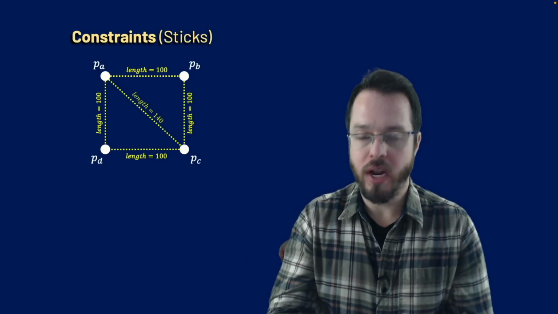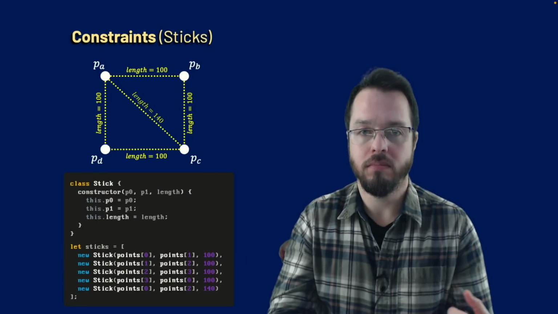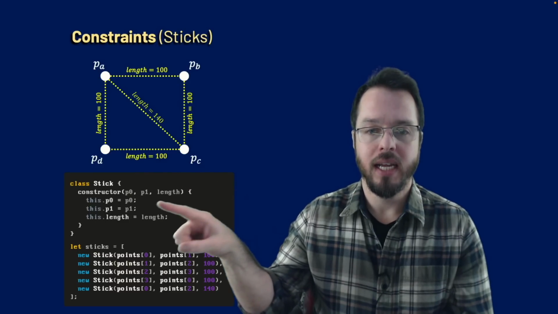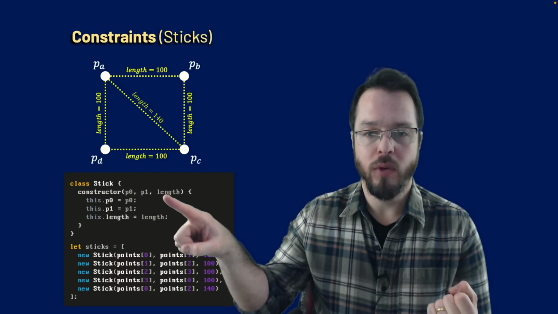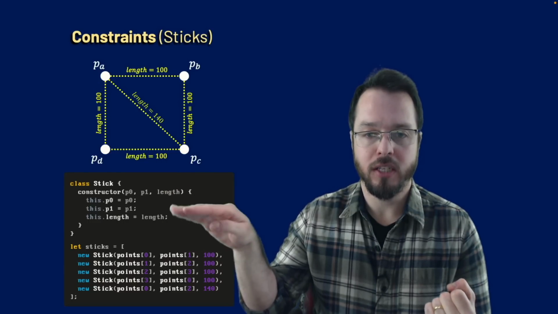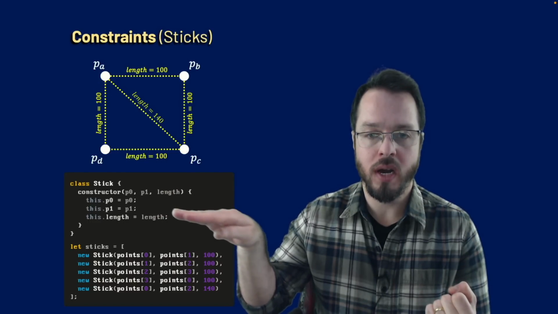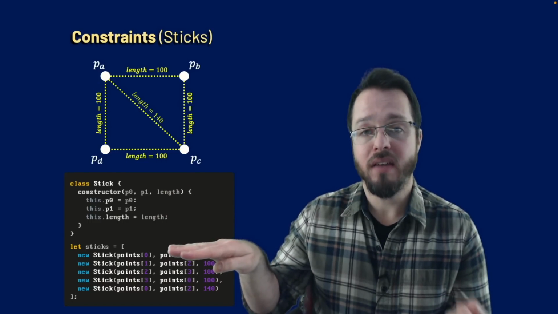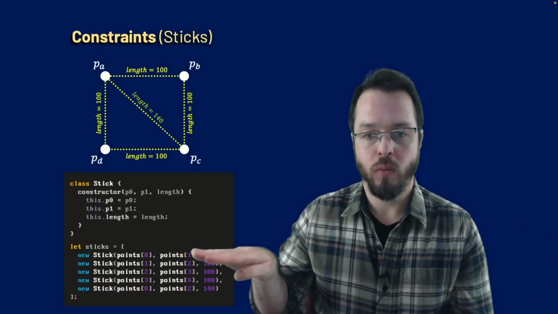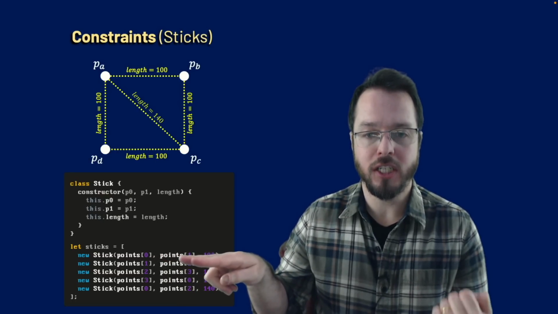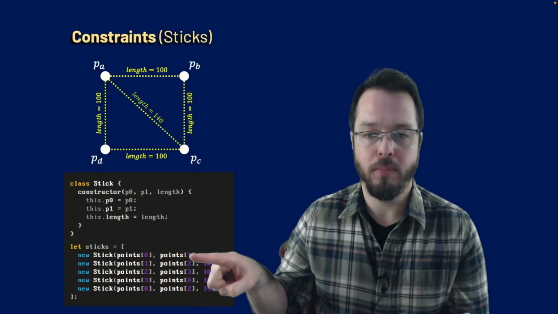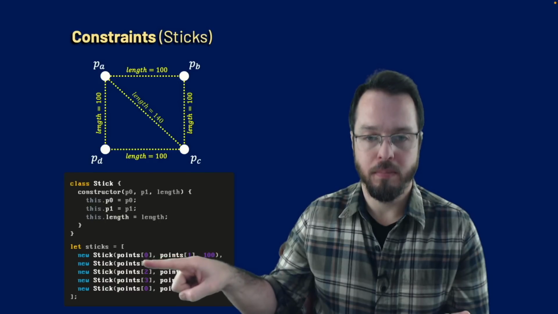And it is no surprise that we're going to have a new stick object, right? We're going to have a class stick. And a stick is always between 2 points, P0 and P1. And we always need to establish a length, right? So we initialize P0, P1, and a length. And we can have an array of sticks that we start connecting these points, right? So I can say that my first stick is between points 0 and 1 and is 100 length.